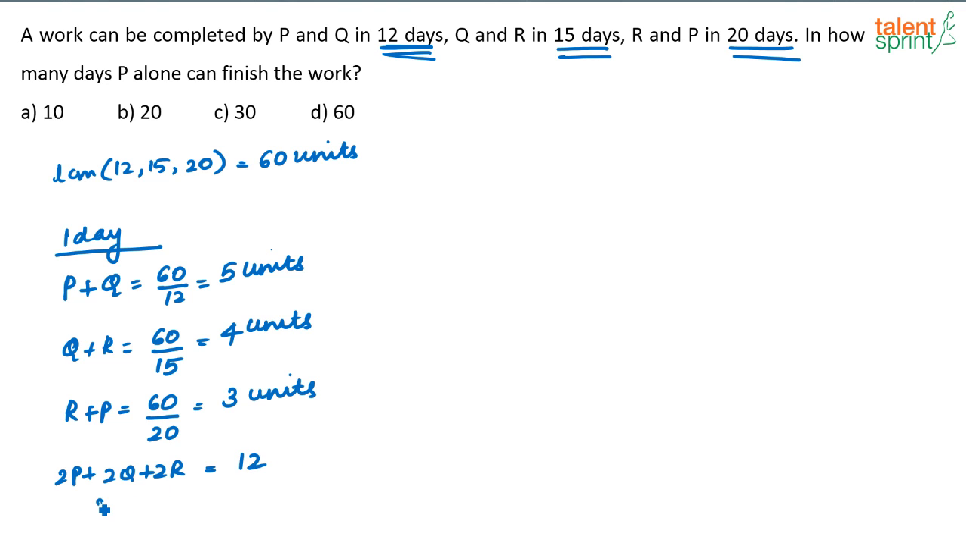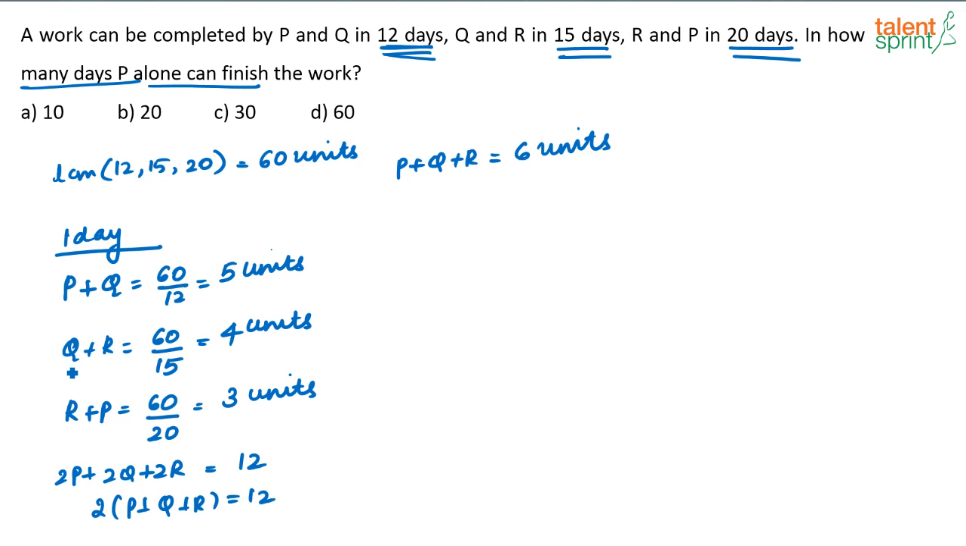Or what does this mean? 2 times (P plus Q plus R) is equal to 12, or I can say P plus Q plus R is equal to 6. Now this means that P, Q and R put together in a day can complete 6 units. Now what is it that I have to find out? I have to find out how many units of work P does in a day. Using that I can find out in how many days P alone can finish the work.